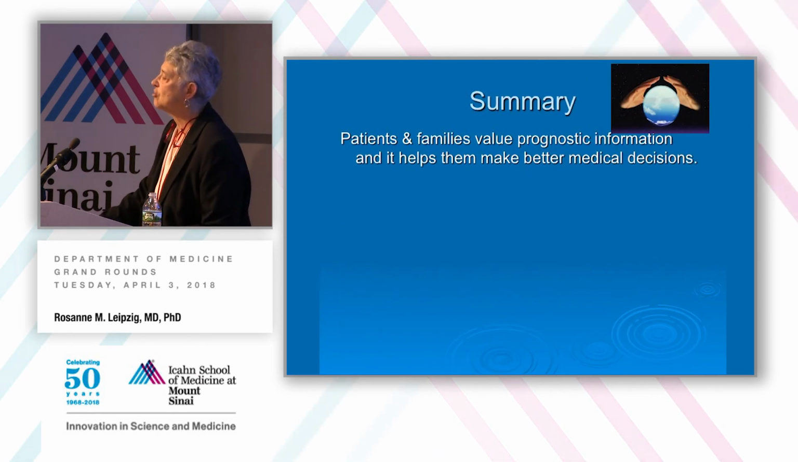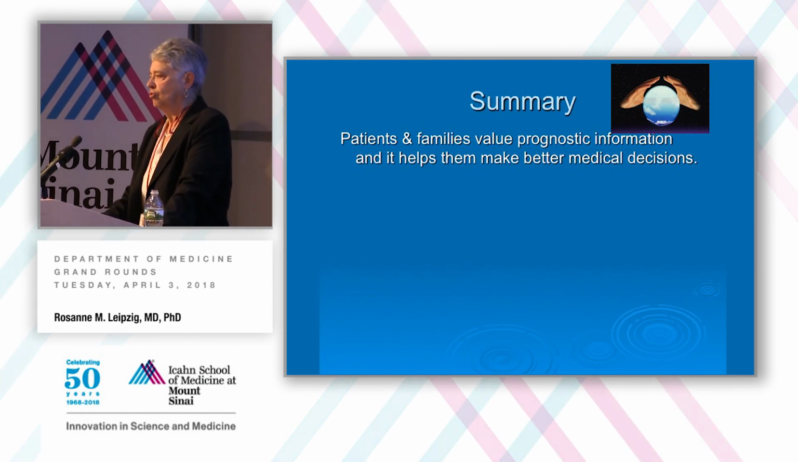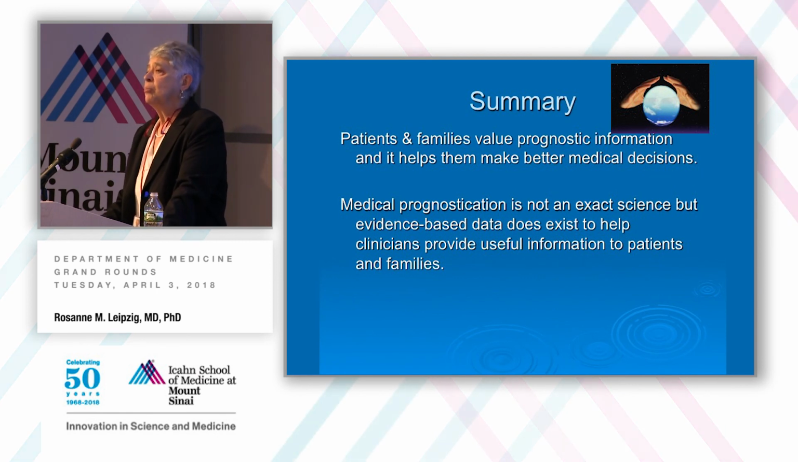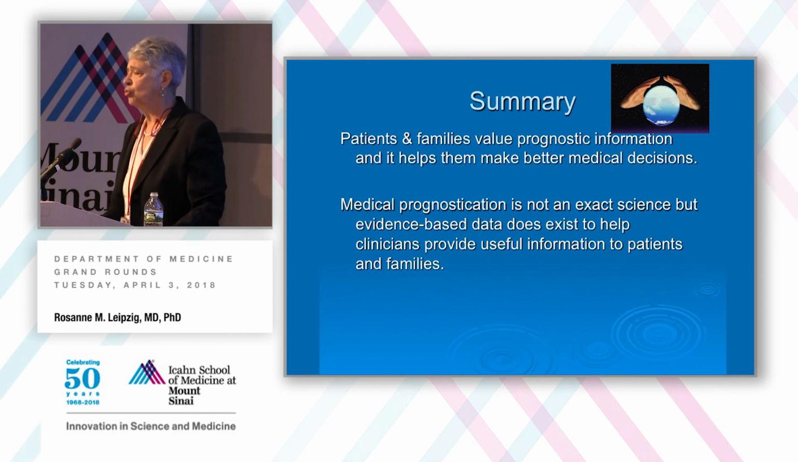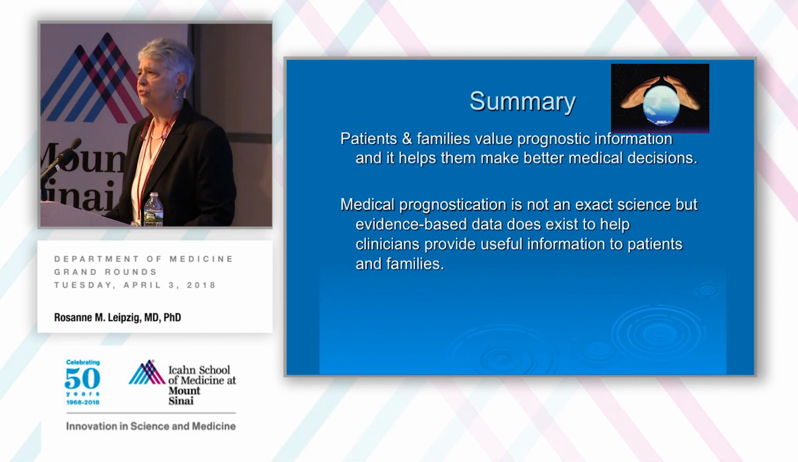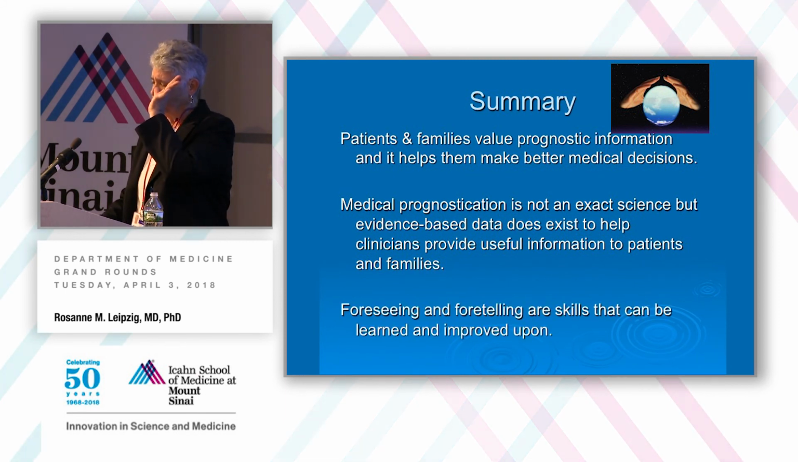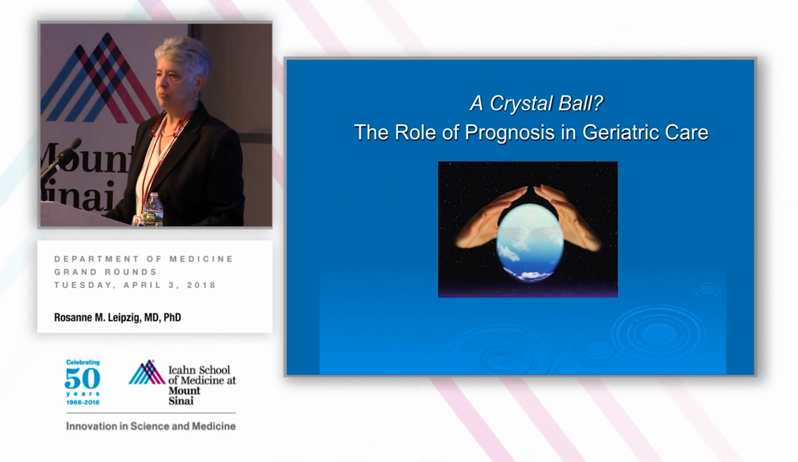So in summary, patients and families value prognostic information. It helps them make better medical decisions. Medical prognostication is not an exact science, but evidence-based data helps. It helps us provide useful information to patients and families because they have to do something, and they have to have some sense of what to do. And foreseeing and foretelling are skills that can be learned and you can improve. So, thank you very much.